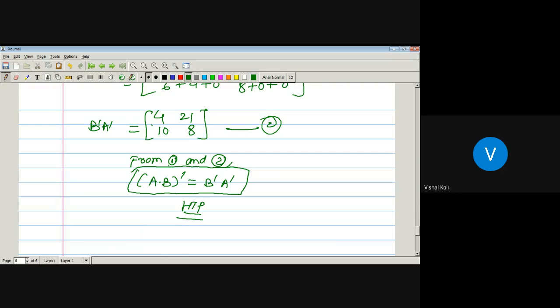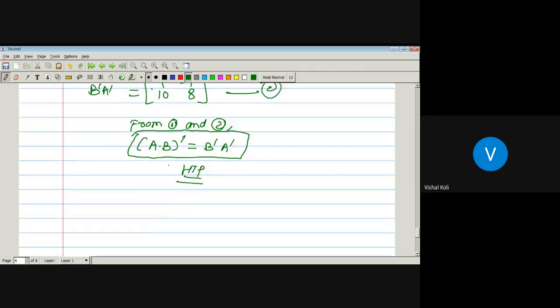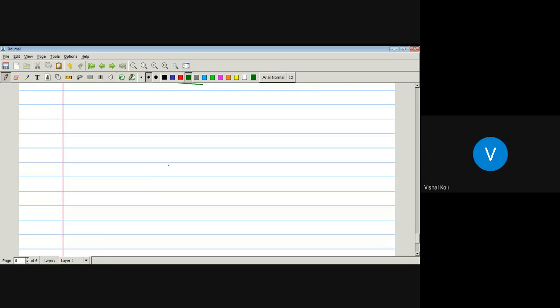Now, second example. Express the following matrix as the sum of a symmetric and a skew symmetric matrix.